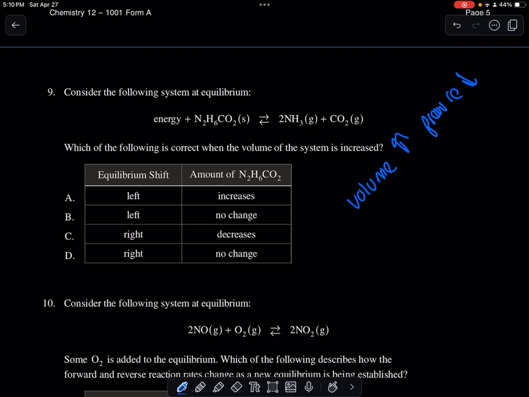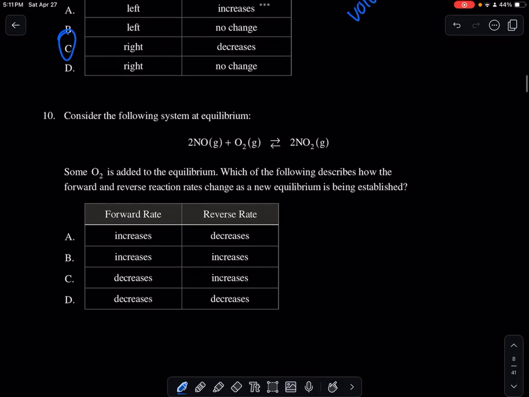So, let's have a look. The equilibrium is going to shift this way. The reason it's shifting this way is because the gas will increase the pressure. Solids don't exert pressure, only gases do. So the amount of this will decrease by association. So 9 is option C.